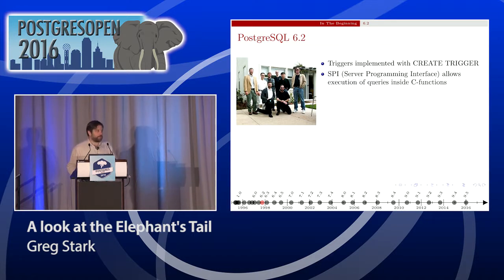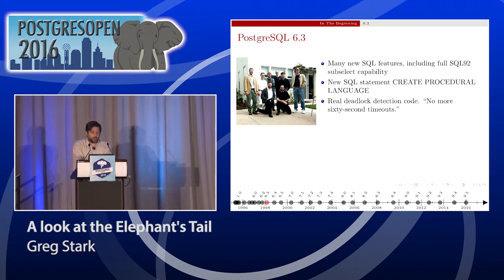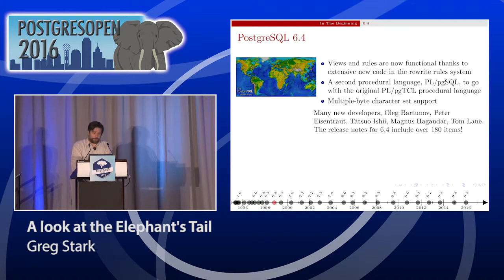They, amongst other people, started adding major new features. Even at this early date, when Postgres was still really only suitable for offline data processing and hobbyist projects, they were adding features like triggers. They were adding features like SQL standard subselects, procedural languages, views.